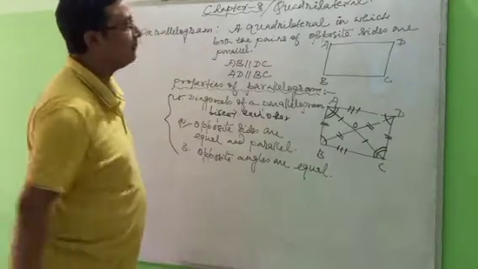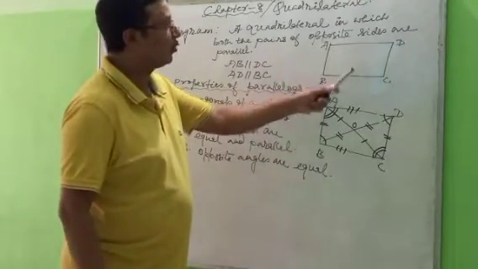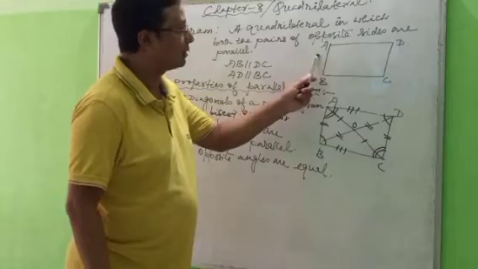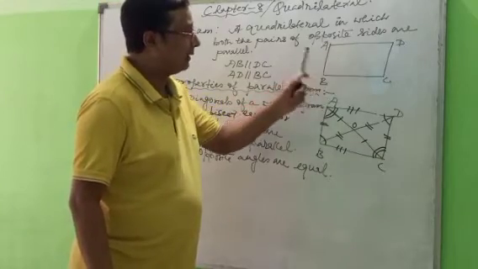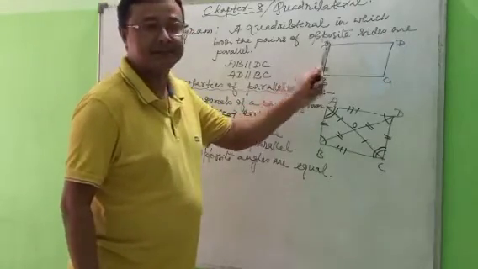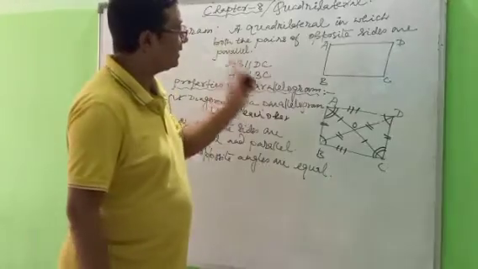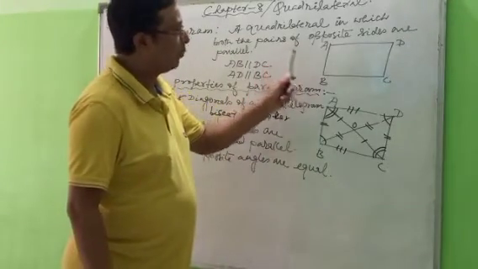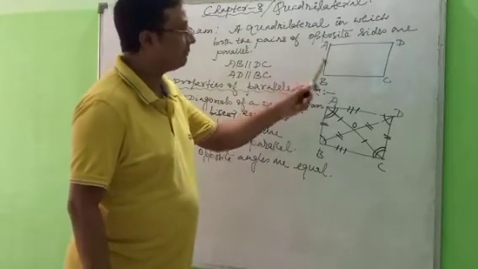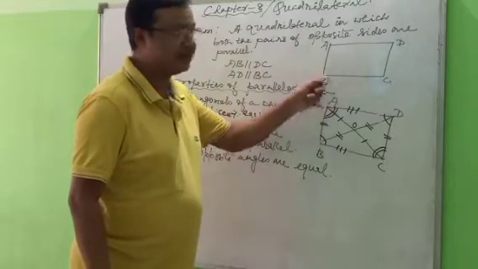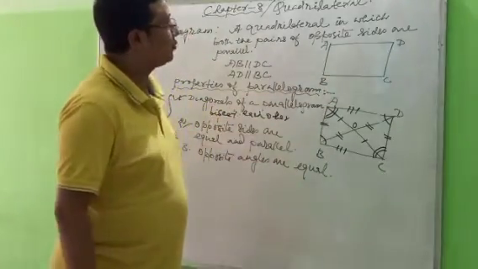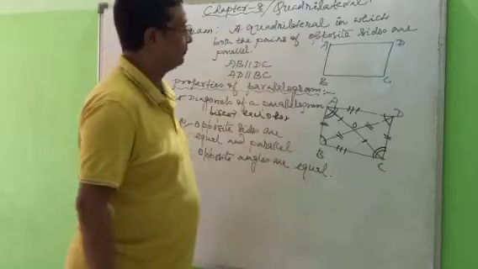Now to define a parallelogram, you just have to know that if both the pairs of opposite sides are parallel, then this figure will be called a parallelogram. So in this chapter, you have to give more stress on the properties of the parallelogram as well as its definition. So now we will be doing the first theorem.